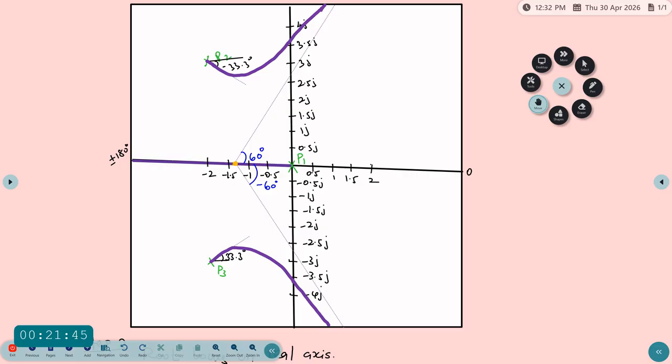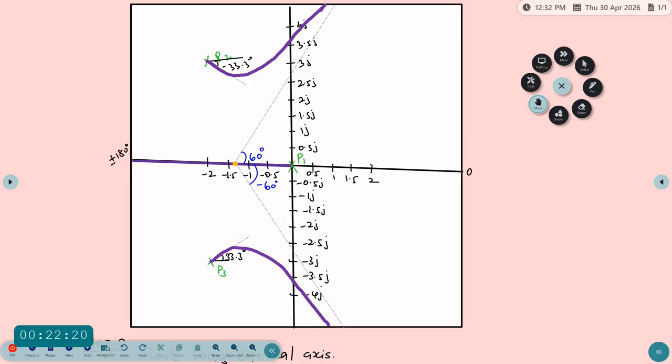Step number 5 is the angle of departure and angle of arrival. If we have a complex conjugate pole, then we need to identify the angle of departure. If we have complex conjugate zeros, we need to identify the angle of arrival. Here we have the complex conjugate poles P2 and P3. So we have some formula. From that formula, we found the angle of departure at P2 and P3. Then we drew a dashed reference line from P2 as well as P3 for the respective angle of departure.